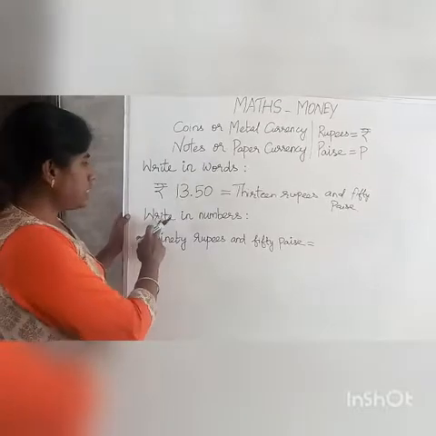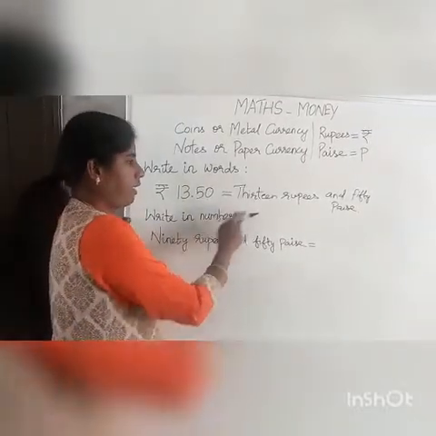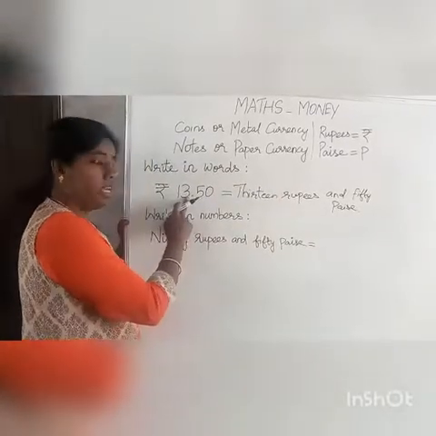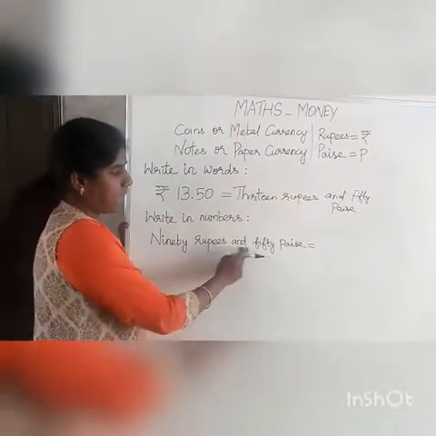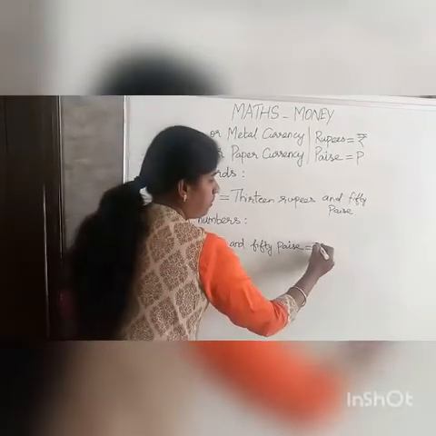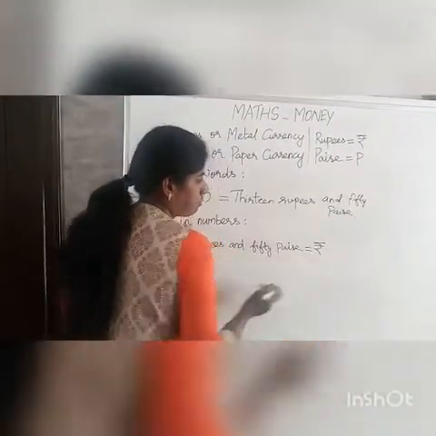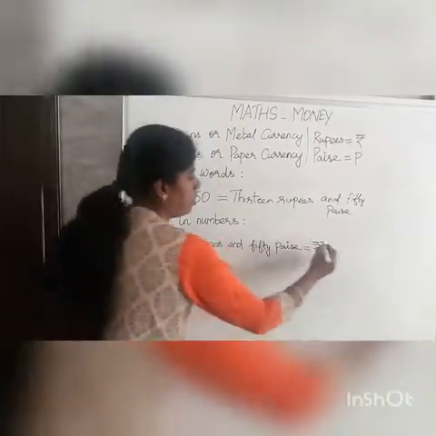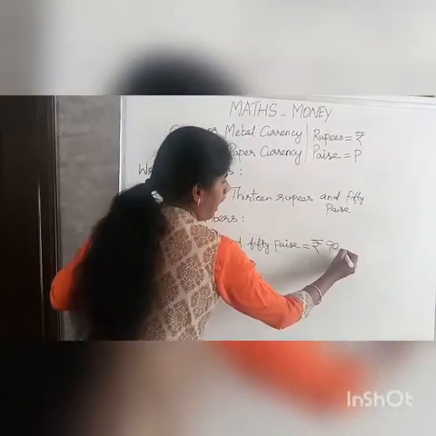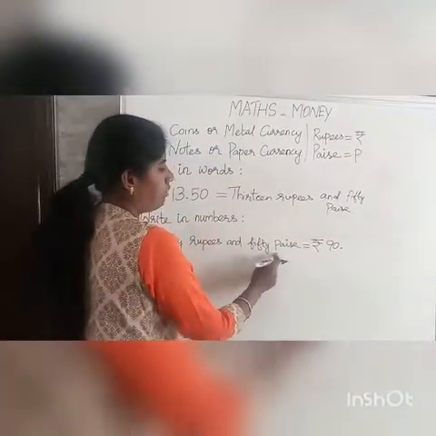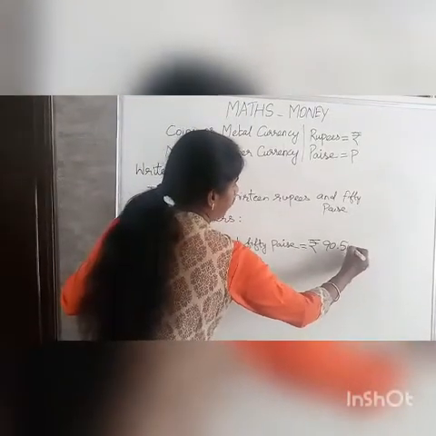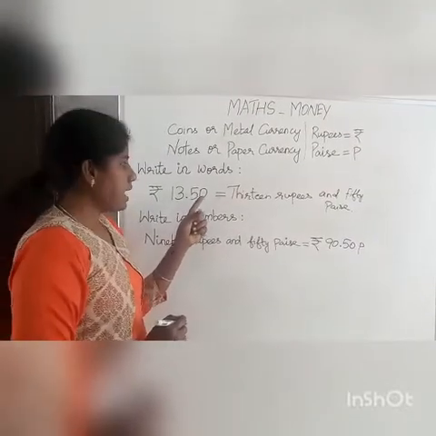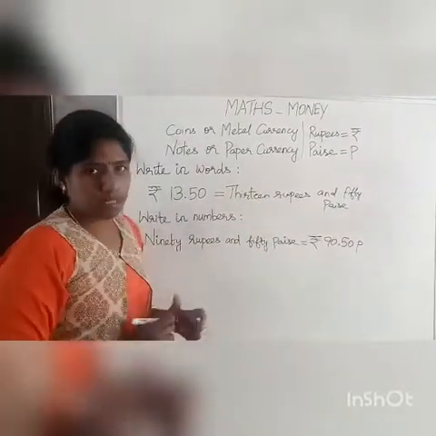Next exercise was write in numbers. The same way they would have given it as words, and we need to write it as numbers. So 90 rupees and 50 paise. First we will put the symbol for rupee and then write the rupees as numbers, 90 rupees. Then we will write 90 and put a dot and 50 paise. So this is how we write the rupees as words and as numbers.